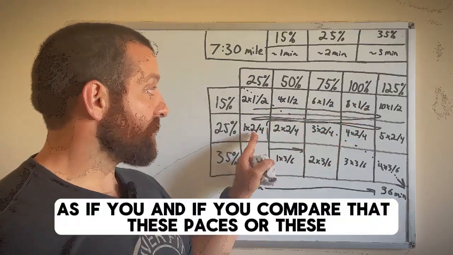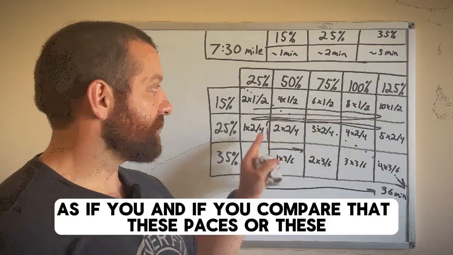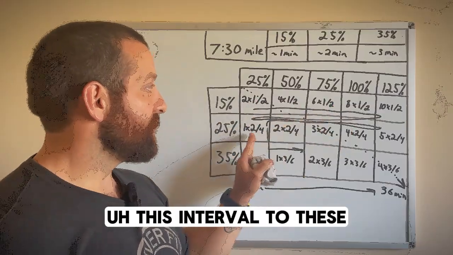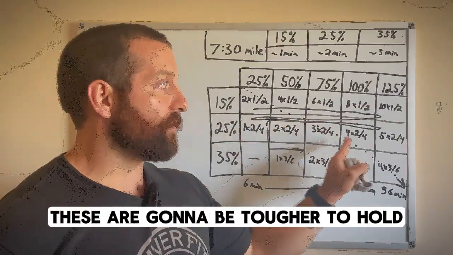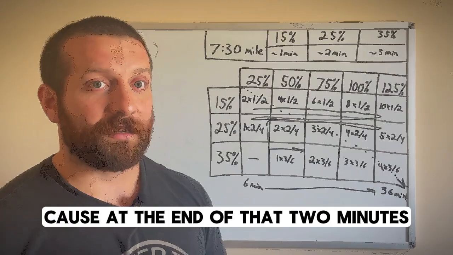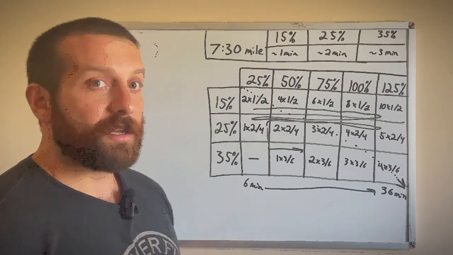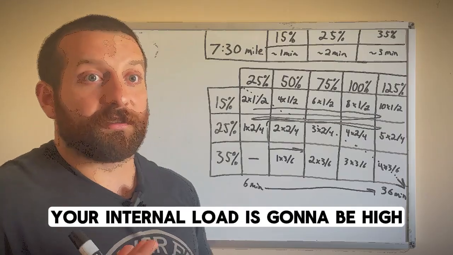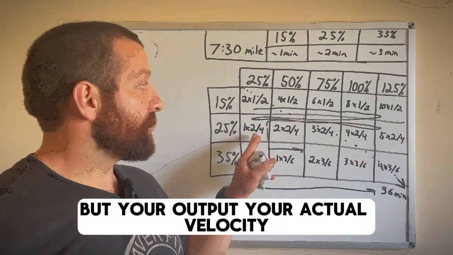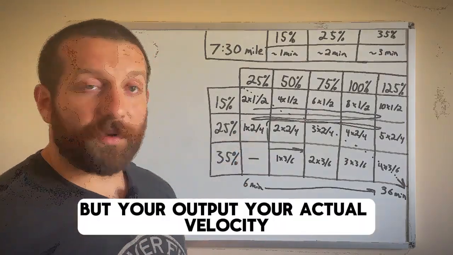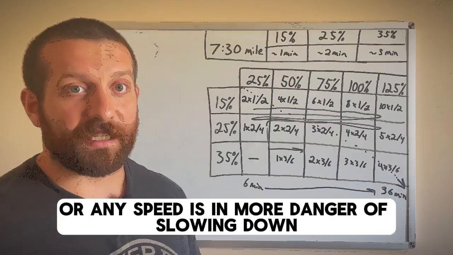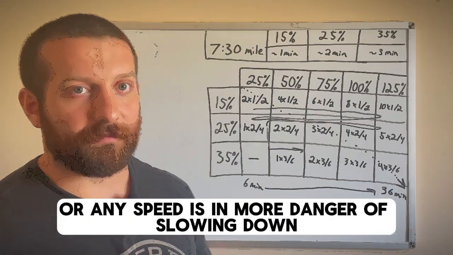If you compare these paces or this interval, these are going to be tougher to hold because at the end of that 2 minutes, you're going to be struggling and that output could potentially drop. Your heart rate is going to be high, your internal load is going to be high, but your output, your actual velocity, your running speed, is in more danger of slowing down.